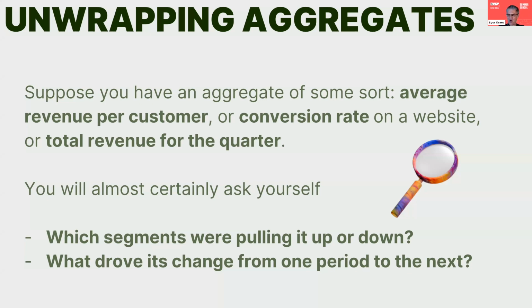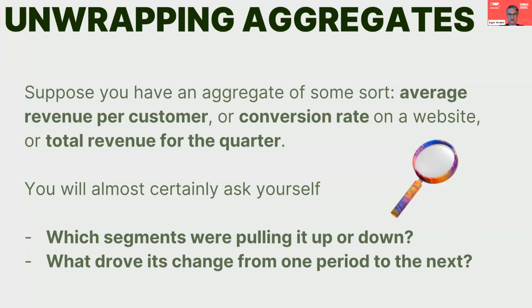It solves a very common problem in analytics. Suppose you have an aggregate of some sort. For example, you have the total revenue for last quarter, or you have your average conversion rate on your website over the last month, or maybe your average revenue per customer, or your average revenue per volume, which is the take rate. And almost certainly, you want to go underneath the average number and ask yourself which segments of the data, which regions, which products, which currencies, if you have different currencies, are pulling it up or down compared to the global average. And then as a next thing, you want to ask about dynamics.